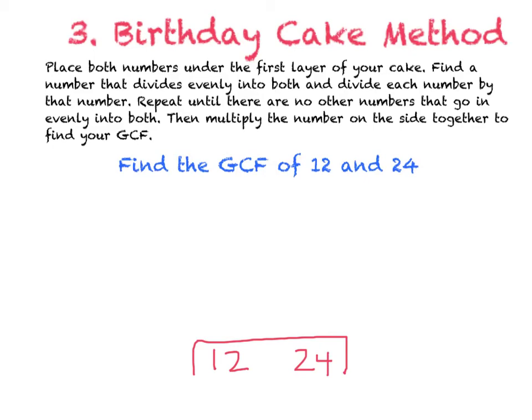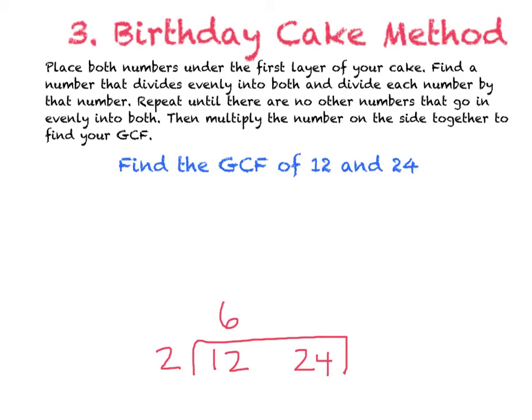Now I need to find a number that divides evenly into both of these numbers. So automatically I notice that both of these numbers are even, so 2 is going to go into both of them. So I'm going to place that number next to my layer of cake, and I'm actually going to divide each number by that. So kind of looks like a division problem if I cover up the 24 part over there. So if I know I'm dividing 2 into 12, I know that 2 goes in 6 times. So I'm going to put a 6 above there. I'm also going to divide that 2 inside the 24.